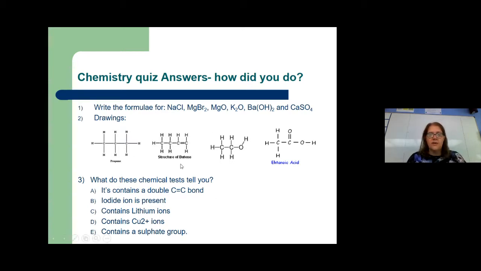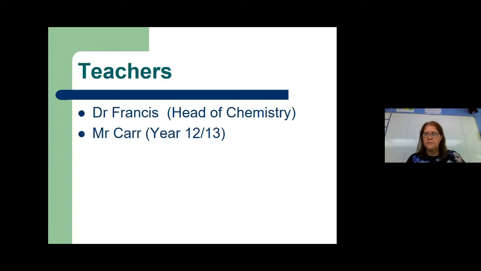We've also got these here, the chemical tests. If you add bromine water, it's a test for a double carbon-carbon bond if it goes clear. If you add silver nitrate and you get a yellow precipitate, that tells you you've got the iodide ion. A red flame in a flame test is a lithium ion. The blue precipitate with sodium hydroxide tells us we've got copper 2+ ions. And barium chloride tells us that you have a sulfate group if you get a precipitate.